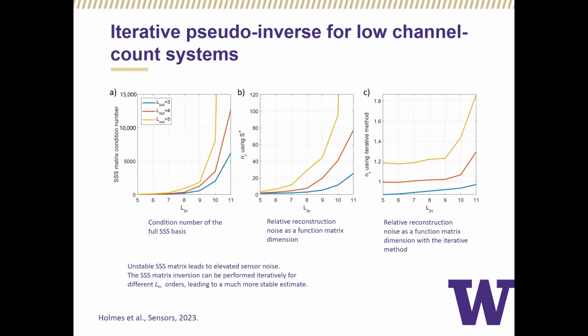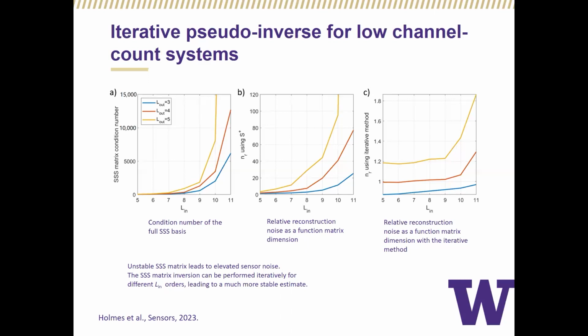And you can see that when you increase the expansion order of L in, if you just do the direct pseudo inverse, it's very unstable when you have high expansion orders, and your reconstruction noise, which is the middle column here, the inverse of the SS matrix, increases your noise in your estimate a lot.